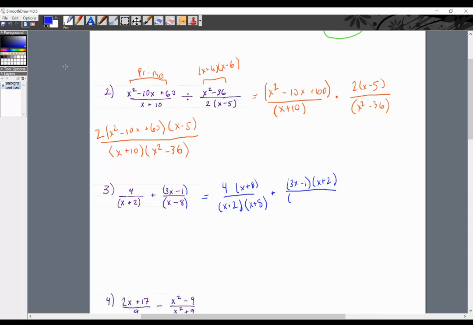Oh, that's x minus 8, isn't it? Sorry about that. So x minus 8 times x plus 2. Okay. Let's go ahead, let's distribute and FOIL and see if we can simplify this a little bit. So if I distribute the 4 into the x minus 8, I get 4x minus 32.